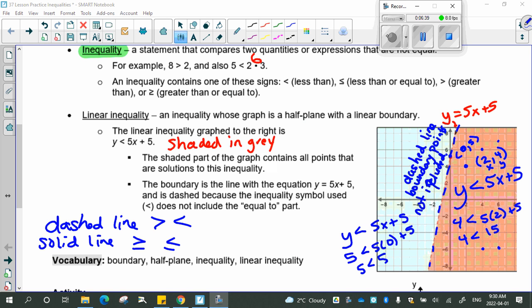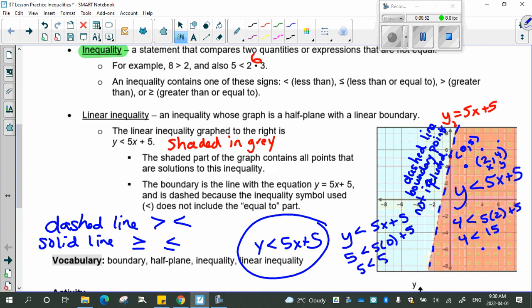So, vocabulary. We know what a boundary is. We know what a half plane is. We know what an inequality is. A linear inequality, our example that we've used was y is less than 5x plus 5. That's an example of a linear inequality.